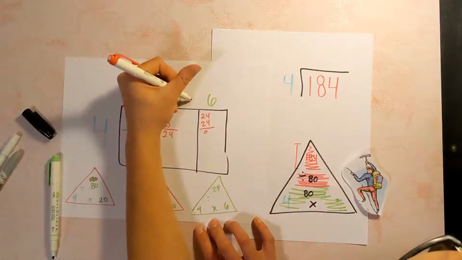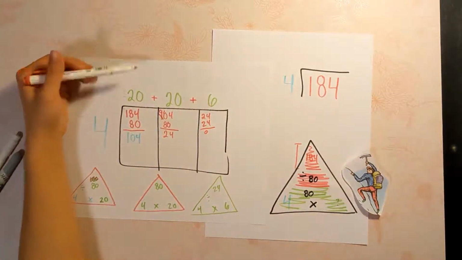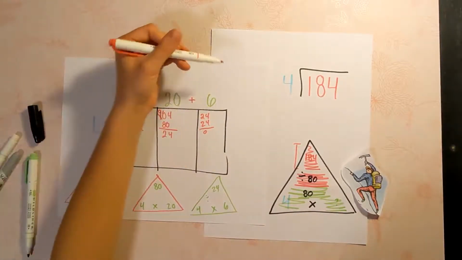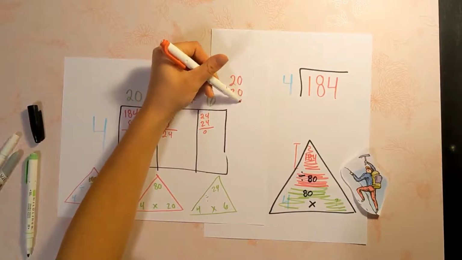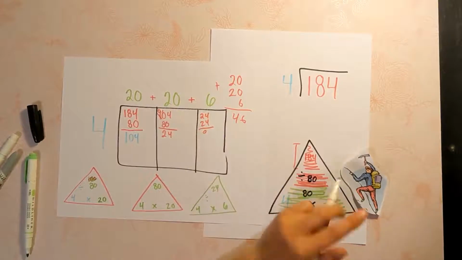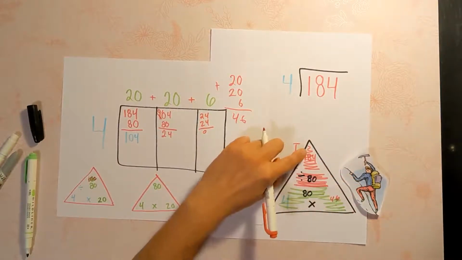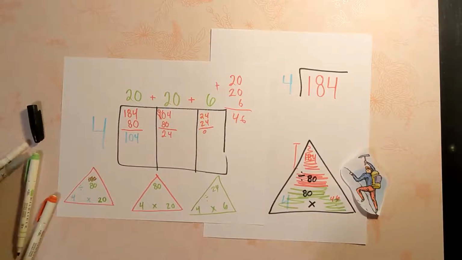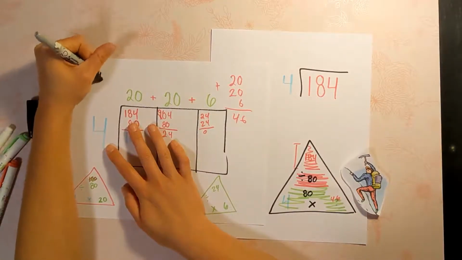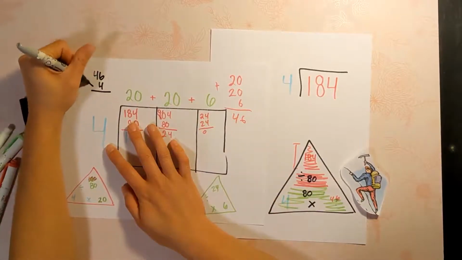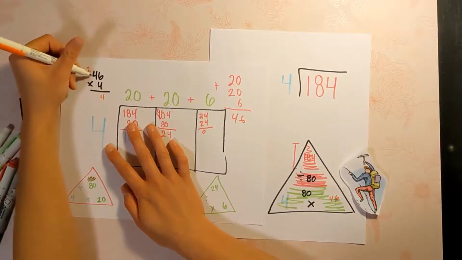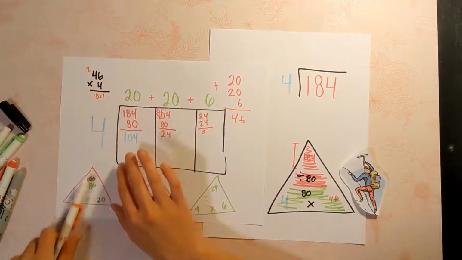And this is what we did. We multiplied by 20, then we multiplied by another 20, then we multiplied by 6. So 20 plus 20 plus 6 is our quotient. So we multiplied 4 times 46, meaning 184 divided by 4 is 46. And now I do need you to prove it. So we're going to do 46 times 4 and see if it equals 184 or not. 6 times 4 is 24. 4 times 4 is 16, plus 2 is 18, 184.